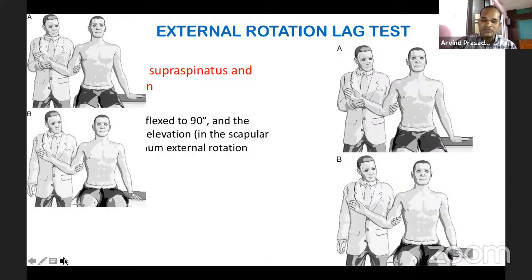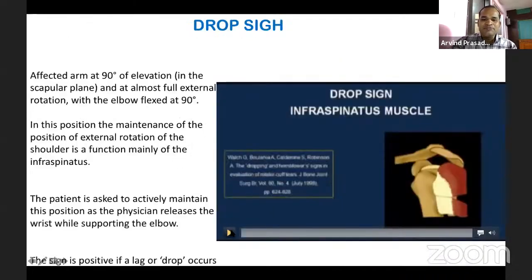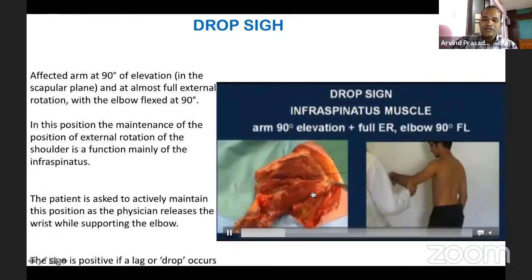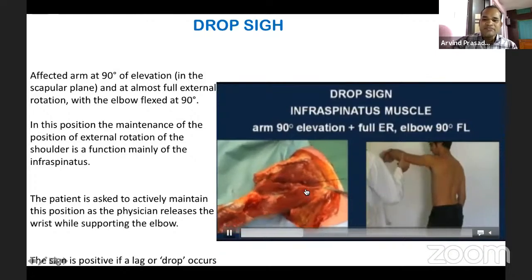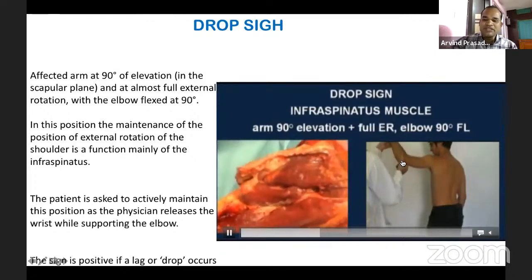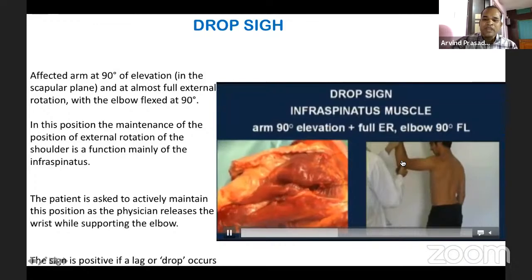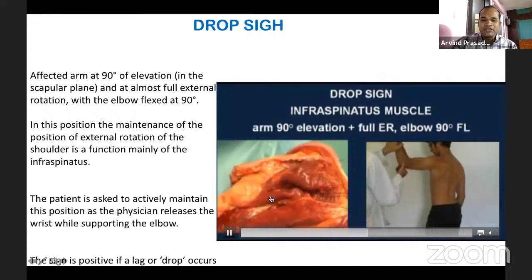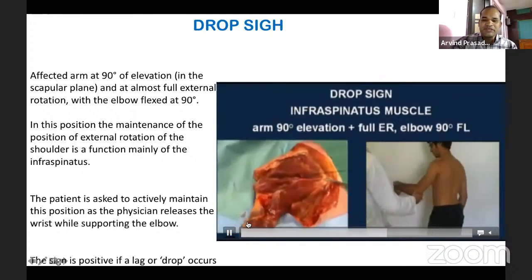If he is unable to do this, it means there is a problem with both the supraspinatus and infraspinatus. Next is the drop sign. This sign is basically done for the infraspinatus muscle, with the arm in 90 degrees of abduction and external rotation. In this position, you can see the external rotation is done mainly by the teres minor and the infraspinatus only.